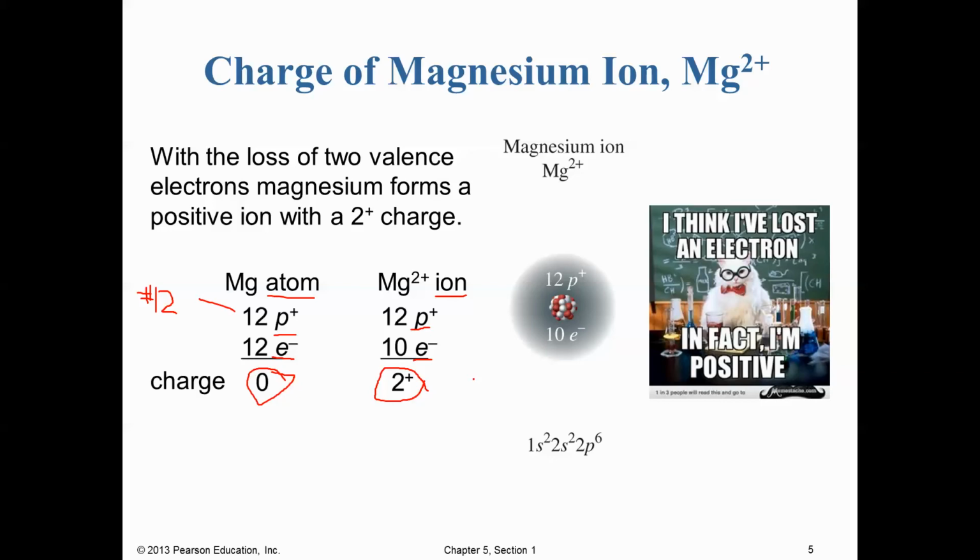And so why 10 electrons? Well, if we look at the periodic table, neon is number 10 on there. So what the magnesium's doing is trying to get the same number of electrons, the same electron arrangement as neon, because that's the nearest noble gas.